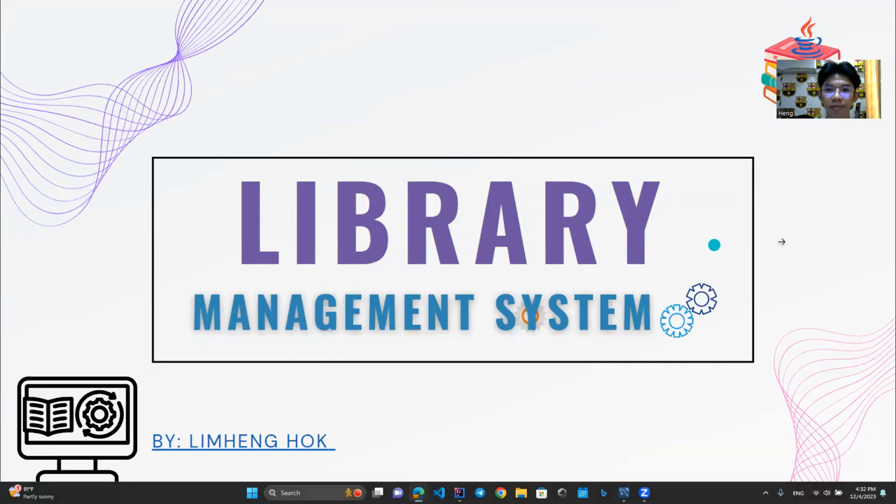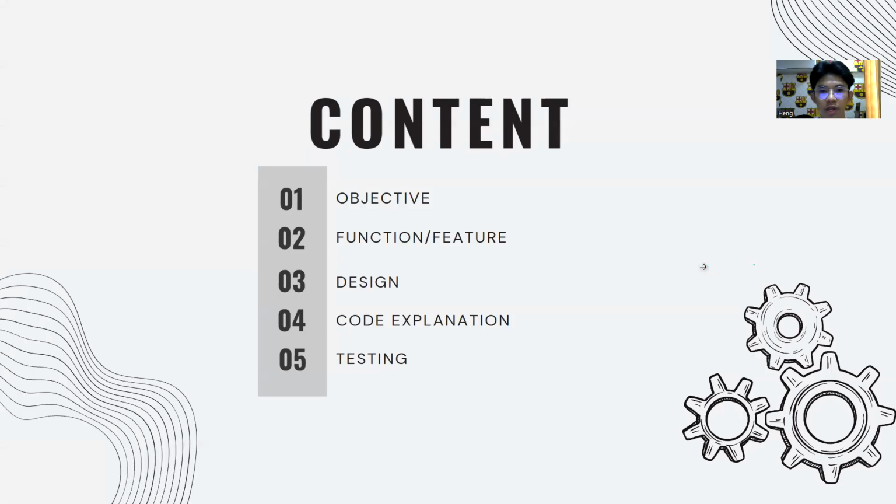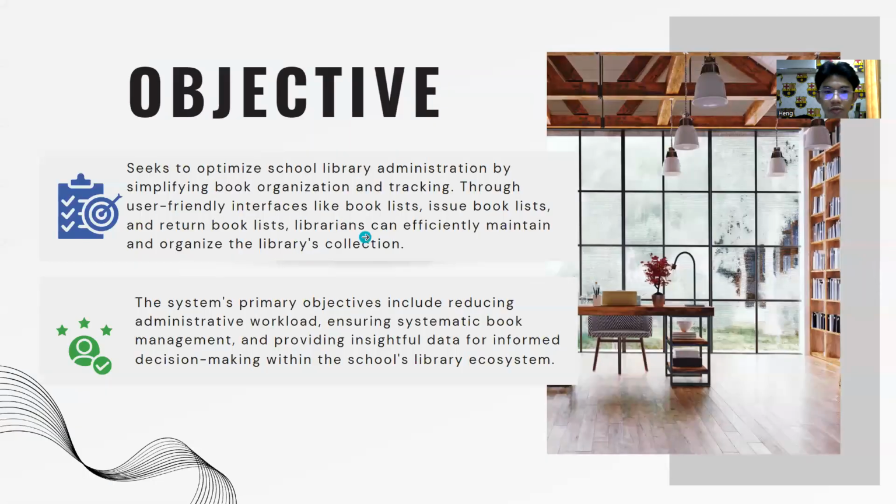So let's get started. For the table of contents, we have the application's objective, the application's functions and features, and the design of the application. I will also explain the code, and we will test our application together. So first, let's go to our objective.